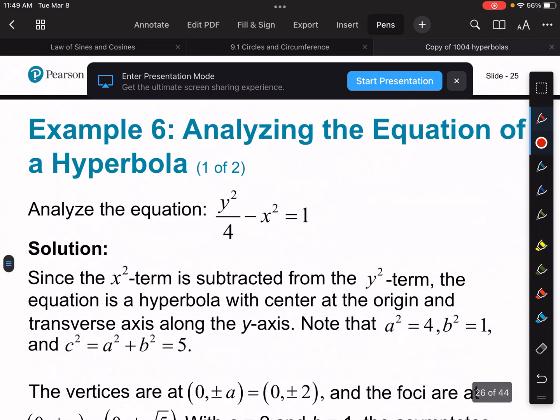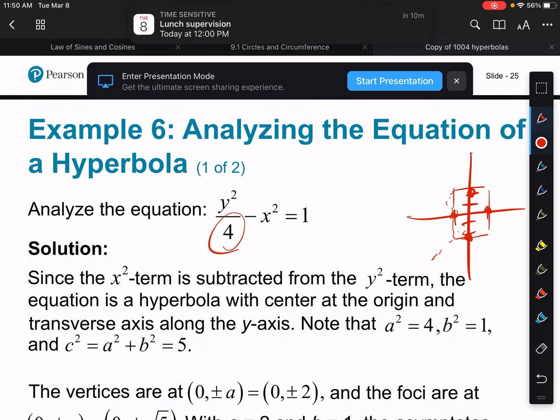So let's look at 6 here. It says analyze the equation of y squared over 4 minus x squared. So we know this is opening up and down, right? We know that the value to the vertex is going to be 2. So we have a vertex here, vertex here. We know that in the x direction, we only have a value of 1. So you can draw this little box in like this, draw these little lines through here, and then you know that that is your asymptote. So it's bound by this, and you're done.